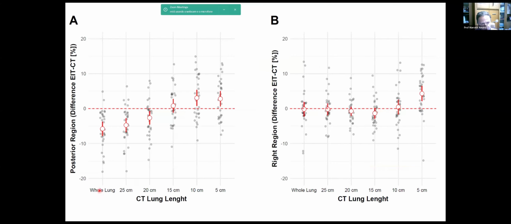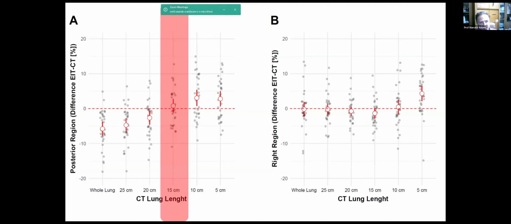So then we compare different slice thicknesses, because in the CT I can choose how many slices I put together to do the analysis. With EIT, we have only one big slice. And then the question is, which is the best agreement between EIT and a certain slice thickness in the CT image? And we can see here a slice of 5 centimeters, 10 centimeters thick, 15, 20, 25.